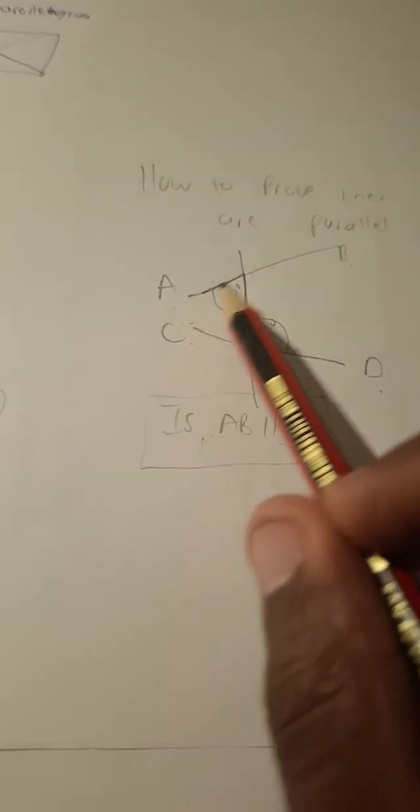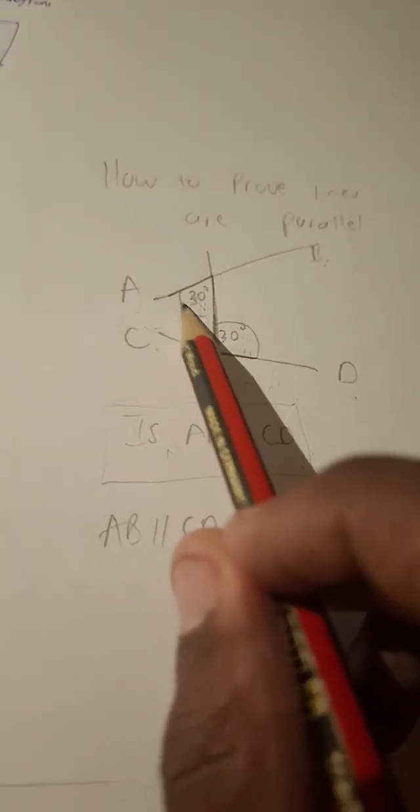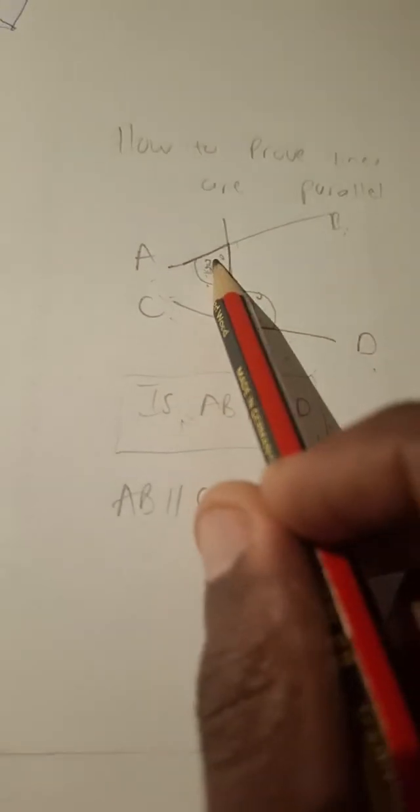Since they are both 30 degrees, what does that then mean about AB and CD? If this is 30 and that is 30, what does that mean about AB and CD? We can say that AB is parallel to CD. And maybe you are going to ask why. The reason is because the alternate angles are both equal. The alternate angles, this angle and that angle, are both 30 degrees.